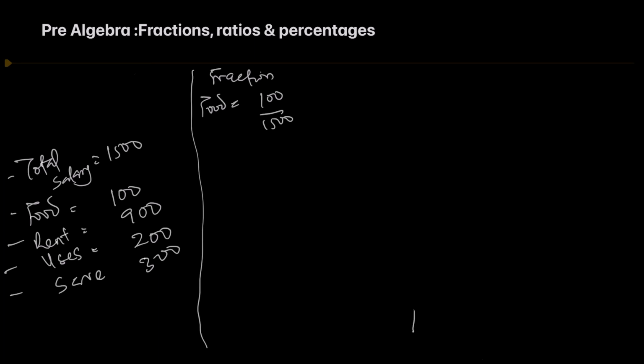And for rent, I spend 900 over 1.5, right? And then for use cases, I spend 200 over 1.5. And then for savings, I spend 300 over 1.5.